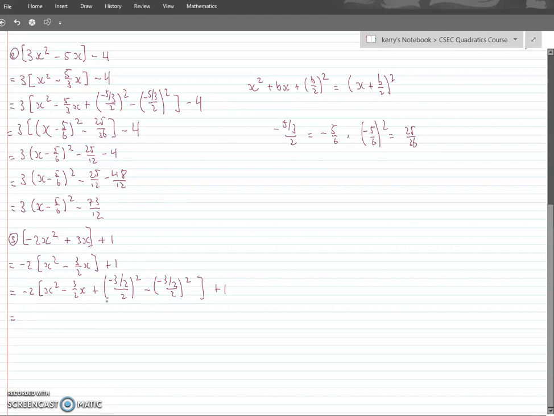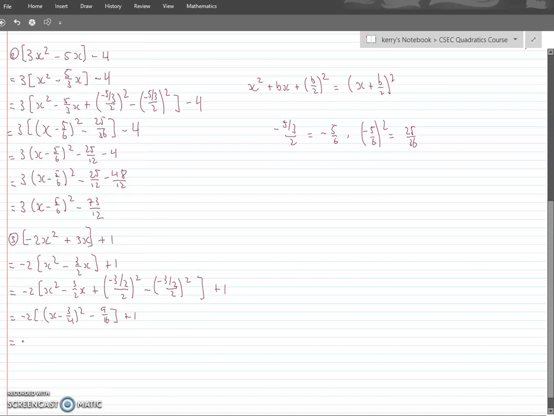Now, these first 3 terms up to the added term give you the perfect square. Right? What is the perfect square? It's a half of minus 3 over 2, which is this number, which will give us x minus 3 over 4 squared. And this is also 3 over 4. So 3 over 4 squared will give us minus 9 over 16 plus 1. Good. And now we just expand.